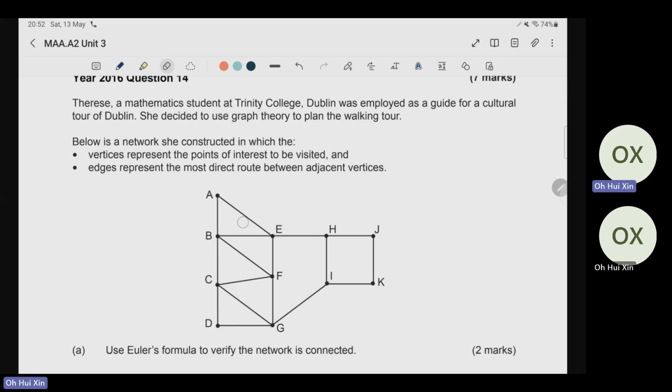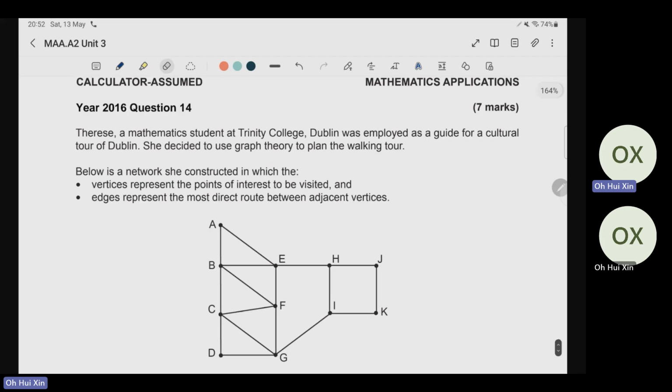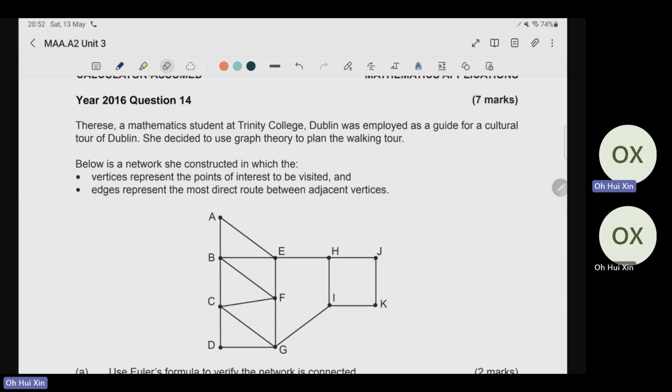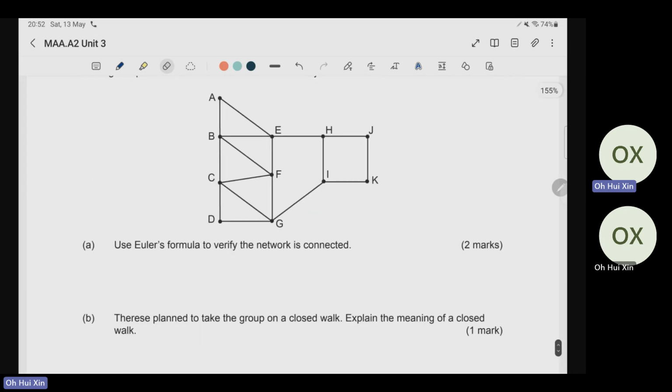All right, question 14, year 2016. So Theresa, a student, was employed as a guide for a cultural tour. She decided to use graph theory to plan out the walking tour. You are given A until K as the points of interest to be visited. Then A just represents the direct routes. Use Euler's formula to verify that the network is connected.